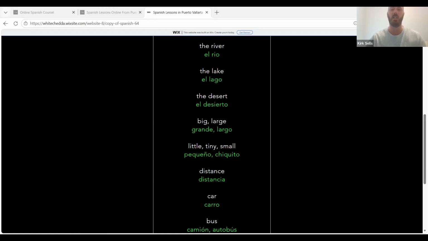Go ahead and say, sí, yo quiero un postre. Sí, yo quiero un postre. Un postre. Try it again. Sí, yo quiero un postre.